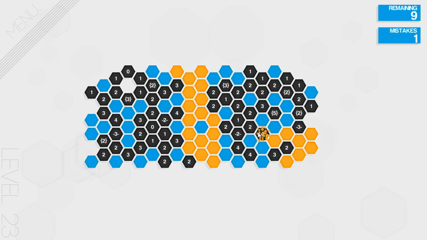This 2 eliminates this one, this 4 eliminates this one, this 3 includes that one, this 3 includes that one, this 2 eliminates that, this non-consecutive 3 eliminates this, plus this 2 eliminates it, this 2 includes this, 3 includes that. So now we just have this middle section.